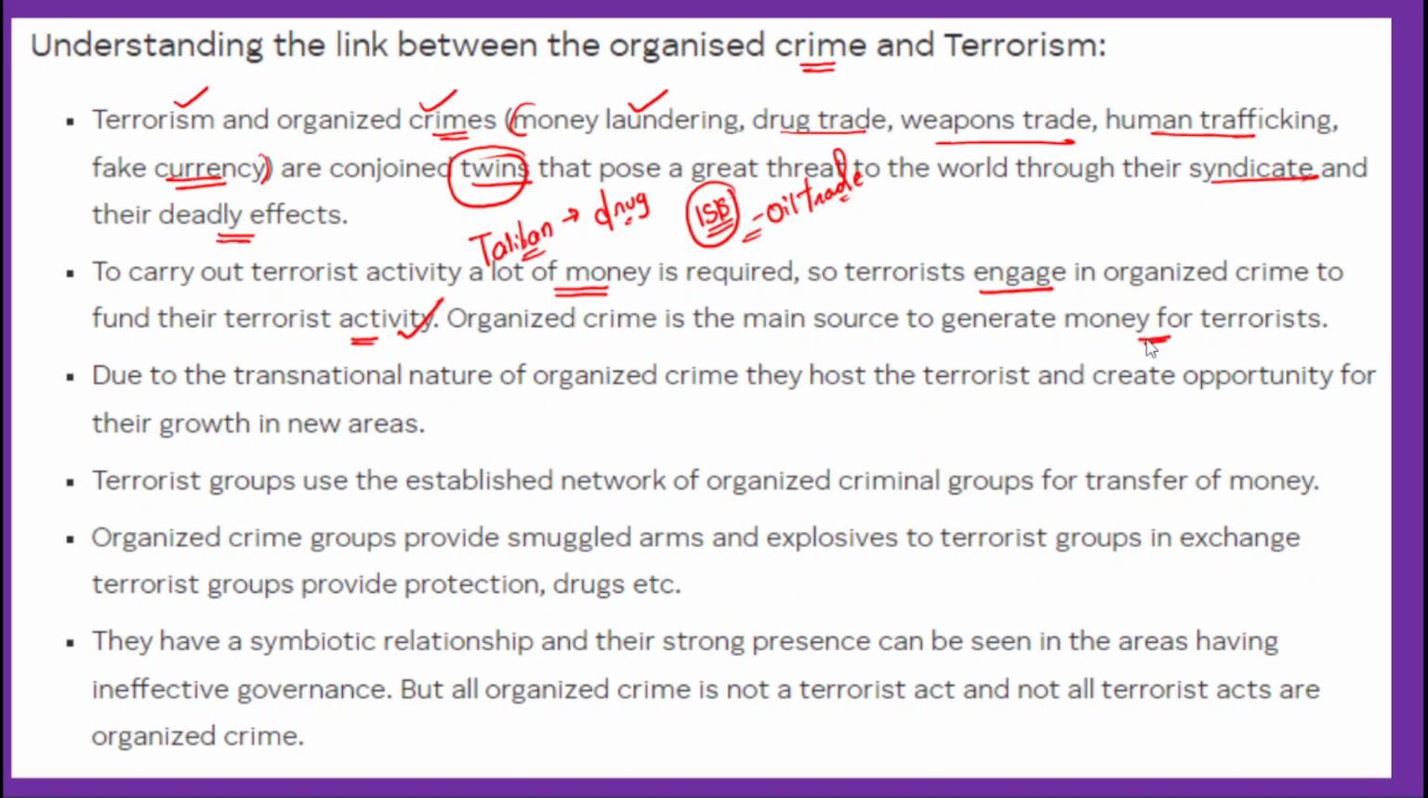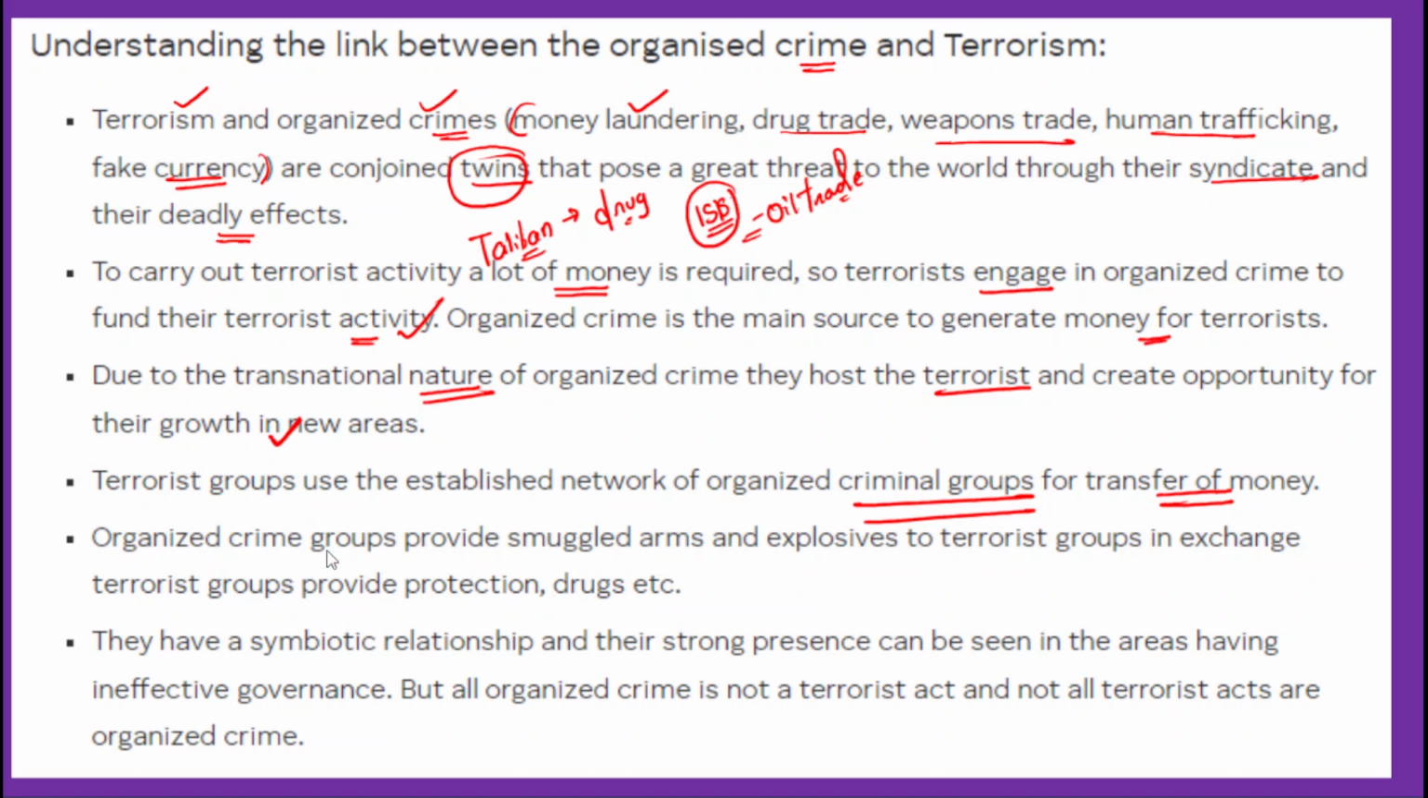these terrorist activities. However, as we have already discussed, terrorist activities and organized crime are usually transnational in nature. Okay, because of this reason, they host terrorists and create opportunity for growth in new areas. So they not just engage in terrorist activities, but they also engage in several organized crime networks, because that helps them finance the terrorist activities. Terrorist groups usually establish a network of organized criminal groups for transferring money. Okay, so transferring money through money laundering.